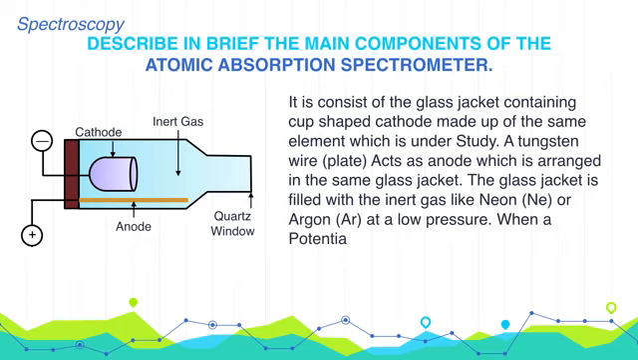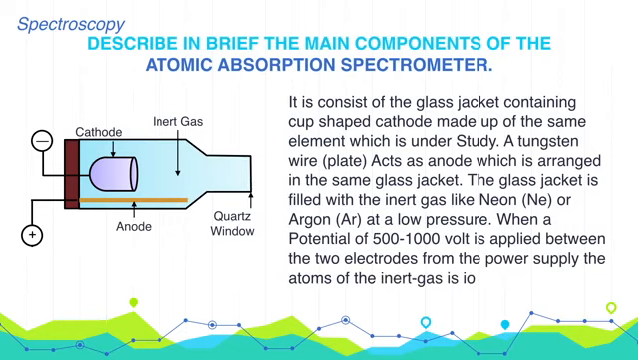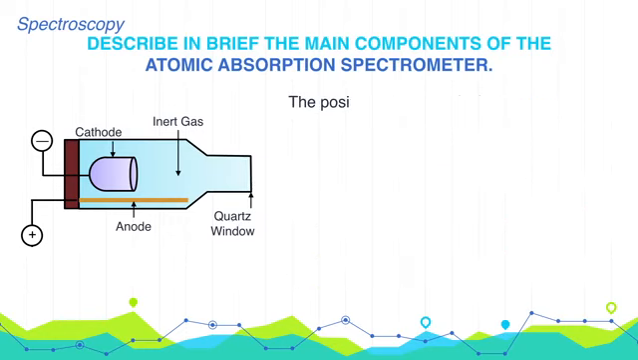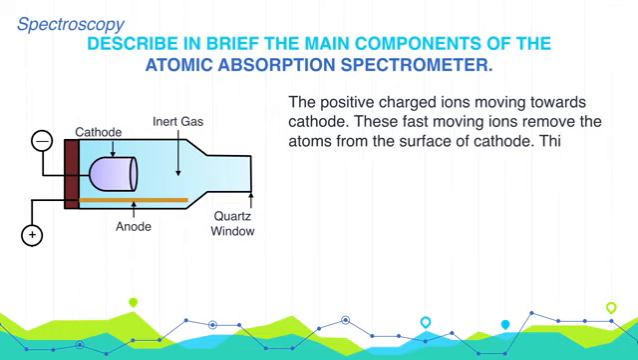When a potential of 500 to 1000 volt is applied between the two electrodes from the power supply, the atoms of the inert gas are ionized. The positive charge ions start moving towards cathode. These fast moving ions remove the atom from the surface of the cathode. This process is called sputtering.